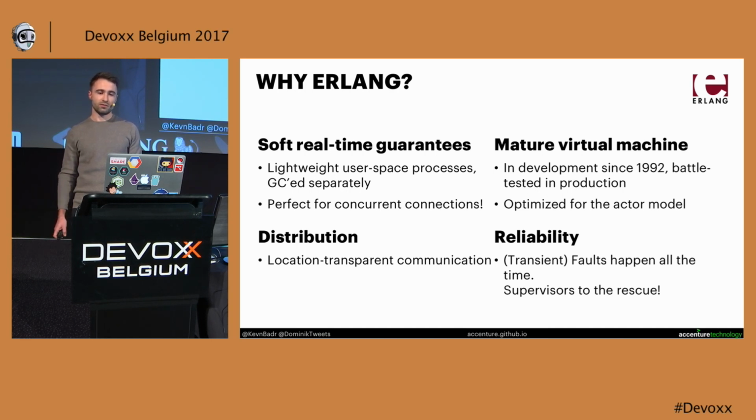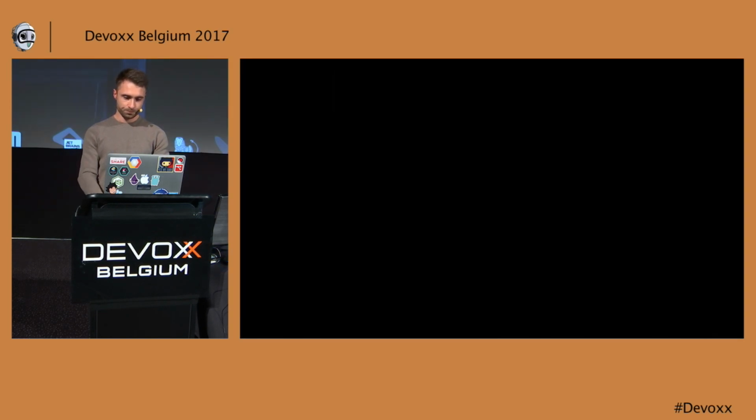Then last but not least, we have reliability. The reason is that transient failures happen all the time, and Erlang has supervisors that help with this. And I would like to demonstrate this really quickly.